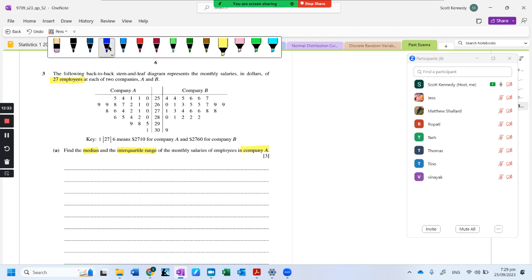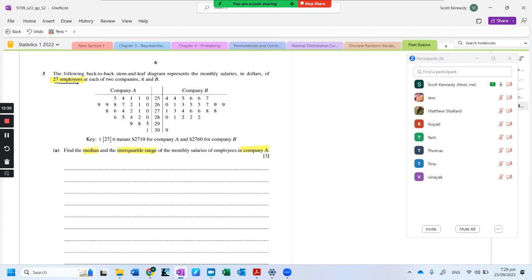Okay, so if there's 27 employees, what's the median employee? What one are we going to be looking at, Vinay? Okay, so we're going to count and find the 14th. So 1, 2, 3, 4, 5, 6, 7, 8, 9, 10, 11, 12, 13, 14. Okay, I think it's this one here. This should be our median.